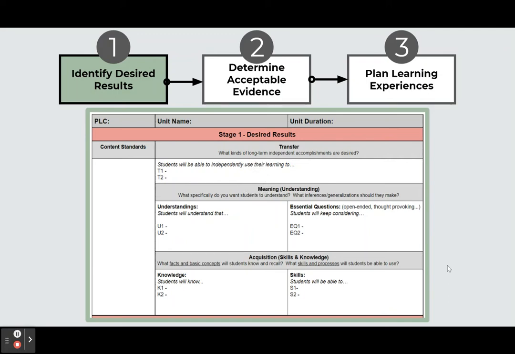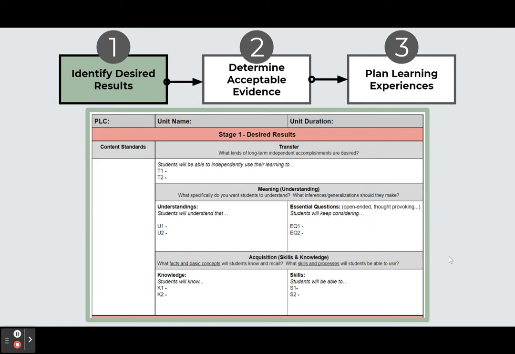So in this portion of the video series, we'll be jumping into the Stage 1, Identify Desired Results, portion of the UbD template. As a whole, it looks like this, where we indicate our content standards on the left, our transfer goals at the very top, our meaning or understanding goals in the middle, and finally at the very bottom, our acquisition goals, which are skills and knowledge.